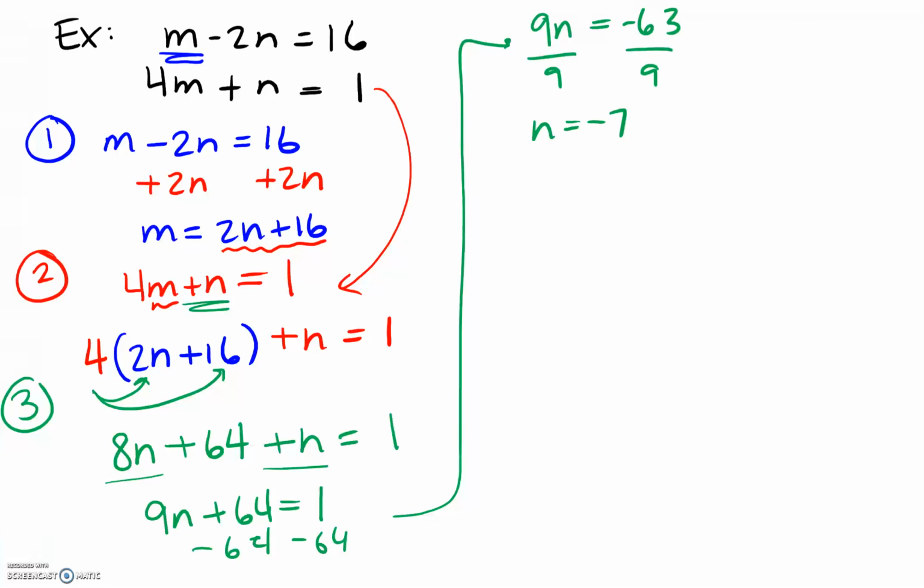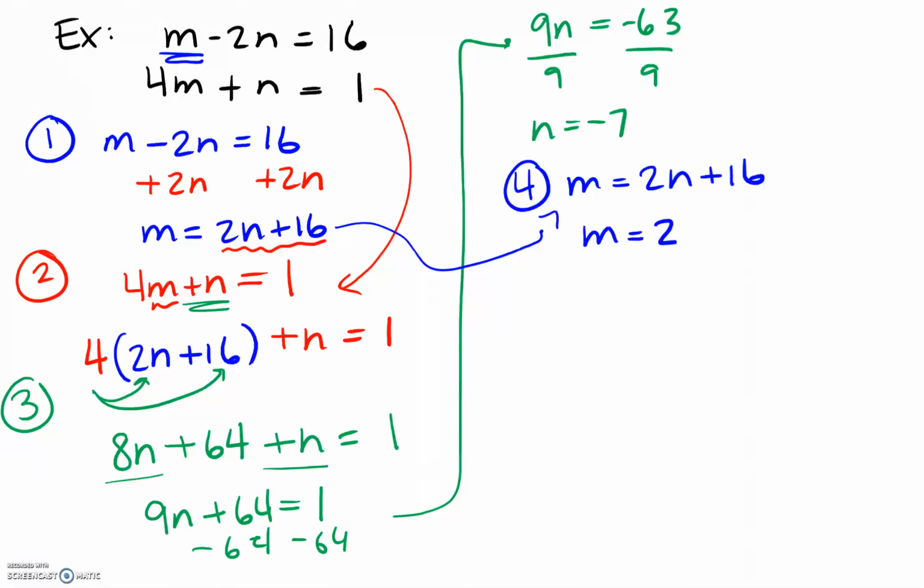So we've got one variable. Step 4 is to go back and get the other variable. And again, the smartest thing to do is to use the equation we already have for that other variable and plug into that. So m is equal to 2n plus 16, and then we plug in our n that we got, negative 7. So in this case, m is equal to negative 14 plus 16, which is 2.